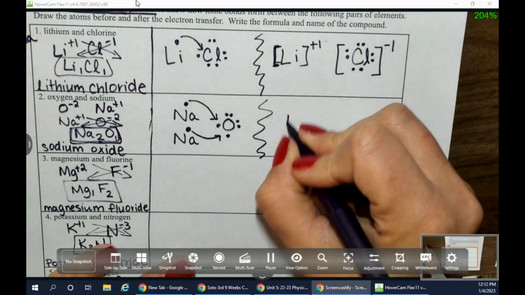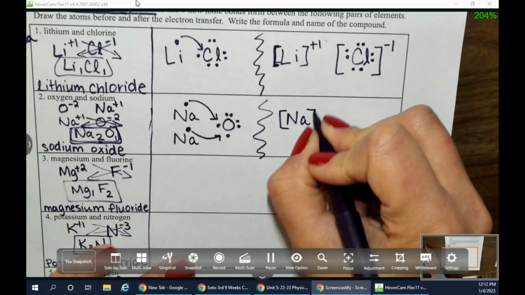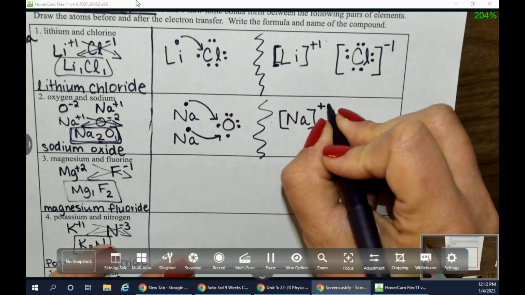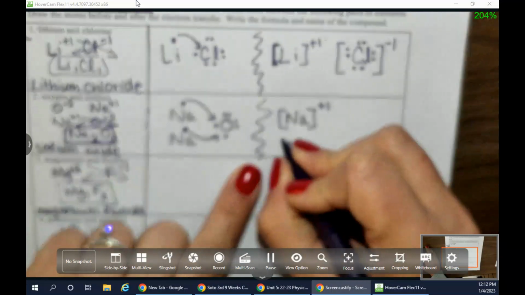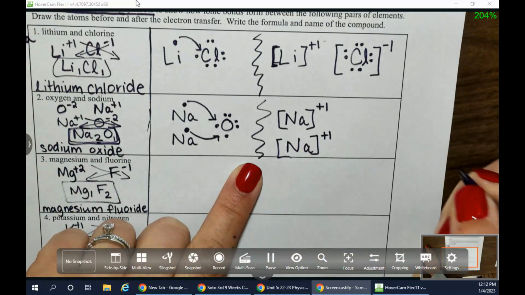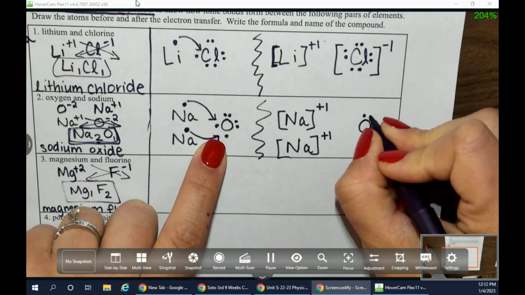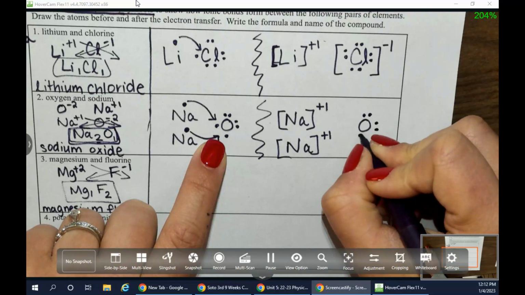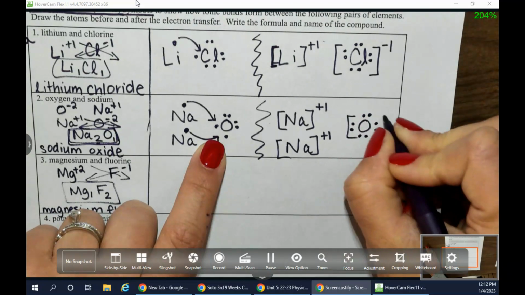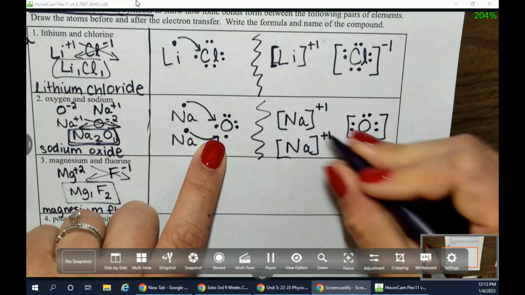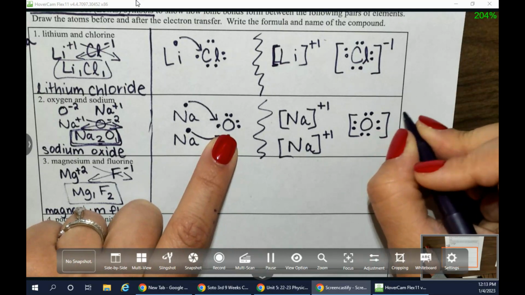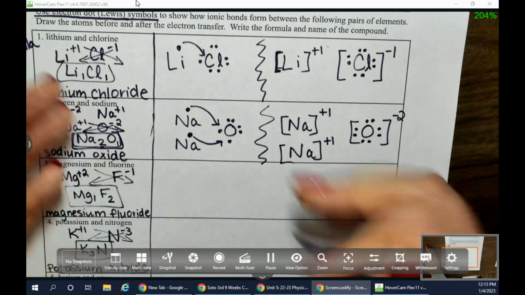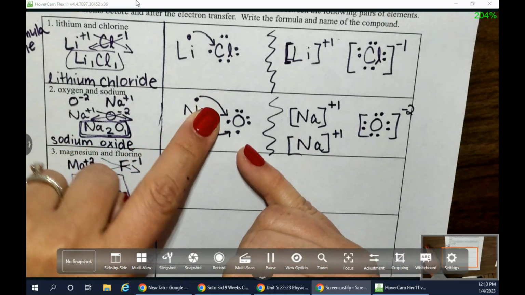The after pictures, you'll have sodium without anything, except that it now has a +1 charge because it has given away 1 electron. And you have to draw the other one as well. And then oxygen is going to have 1, 2, 3, 4, 5, 6, 7, 8. After I just told you, make sure you go around like that. Obviously on the 8 ones, you already know they're all going to be paired up. And then we're going to put a -2 oxidation number because it gained 2 electrons.